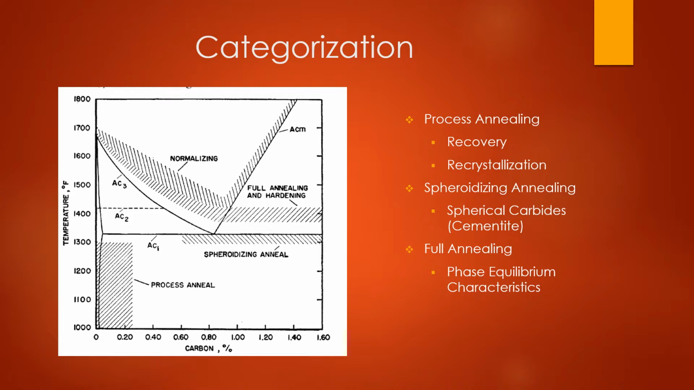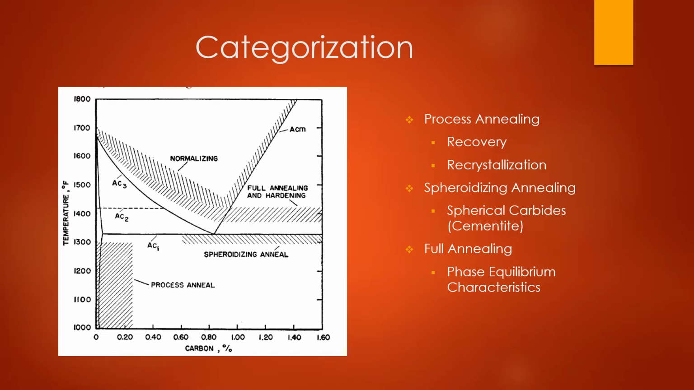Process annealing tends to be used on cold work steels since it provides the occurrence of recovery and recrystallization, in which there is stress relief and increase in ductility. This helps in the case that the steel needs to be cold worked further, but you wish to reduce the probability of cracking.